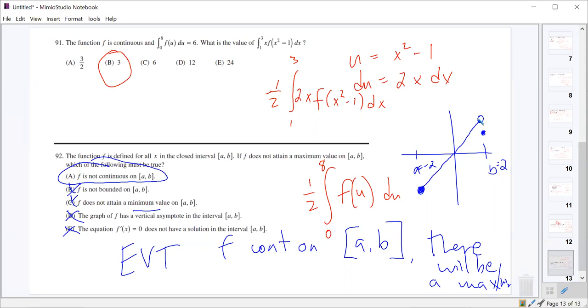Wait, why doesn't the vertical asymptote make sense? If you have a vertical asymptote, then the function isn't defined on the interval. Ah, okay, that makes sense. Any other questions there on that one?